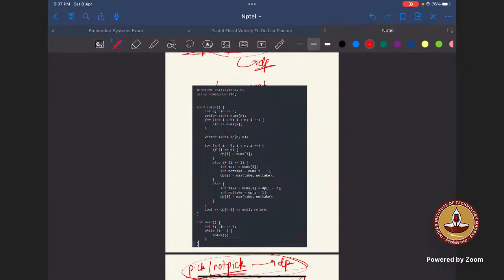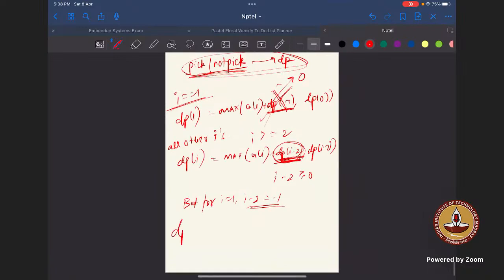And I must say that thinking about a DP approach is difficult, but the moment you are clear that you have to apply DP and you know how to do it, you find some 2 or 3 equations. Like in this case, the equation was DP of i equal to maximum of A of i plus DP of i minus 2, comma DP of i minus 1. But this is a very simple equation, and you just have to run a simple for loop and you're done with the question, right? So this is the beauty of DP.